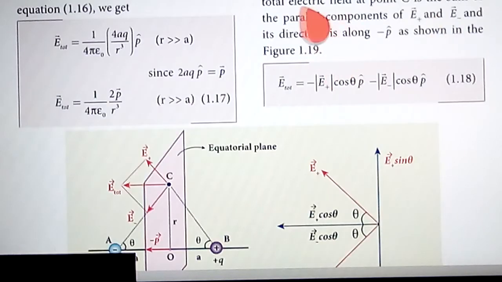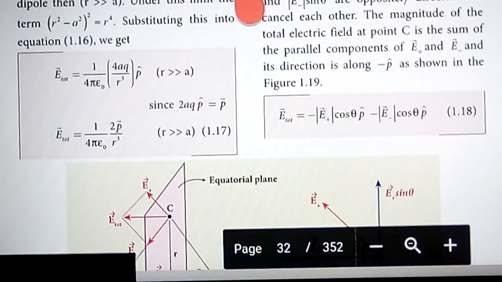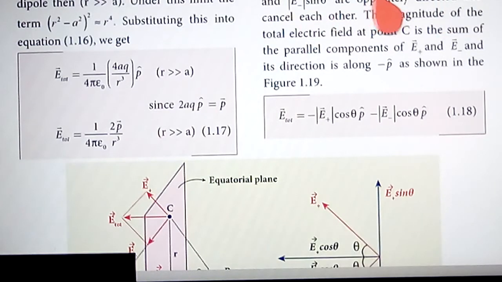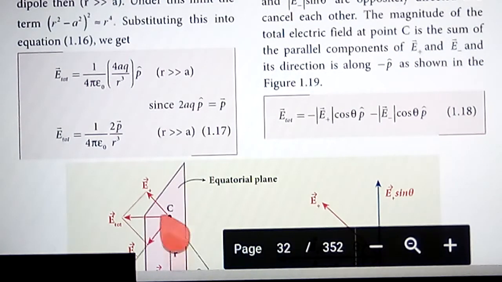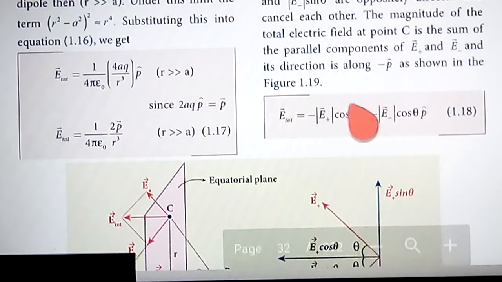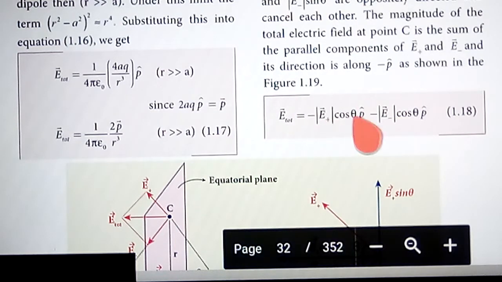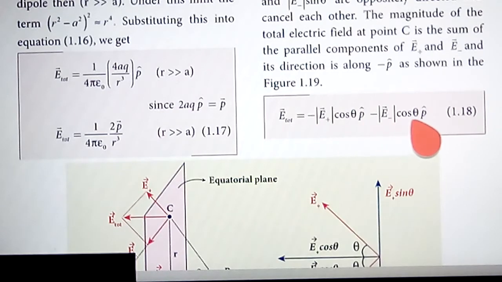Now you see that one component is parallel to the dipole axis and the other is perpendicular to it. The perpendicular components E plus sin theta and E minus sin theta will be oppositely directed, and therefore they will get cancelled, and the magnitude of the total electric field at point C is the sum of the parallel components of E plus and E minus. And the direction is along minus P as shown in that diagram. So the total electric field is given by minus E plus cos theta P unit vector minus E minus cos theta P unit vector.